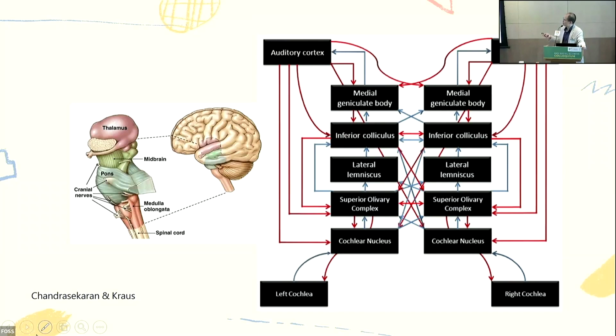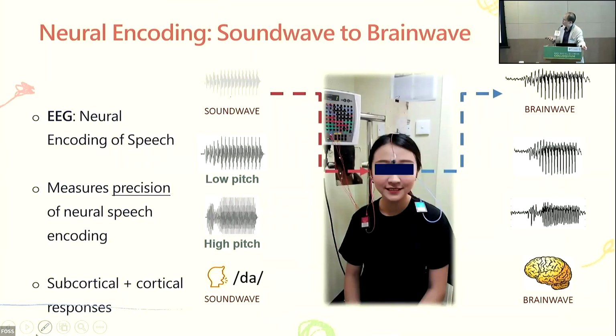Now, this is the area of the brain where we can collect neuroencoding signal. We can look at phase locking to the frequencies of the incoming speech. And so that's why this is an area that we pay a lot of attention to. So in my lab, we use this paradigm a lot. This is called the neuroencoding paradigm.